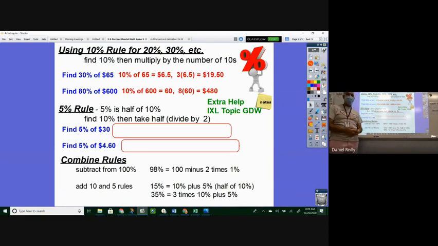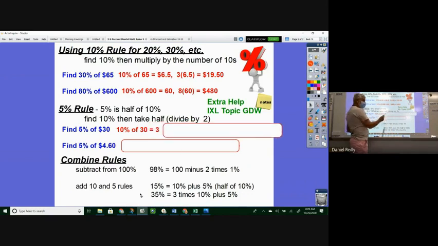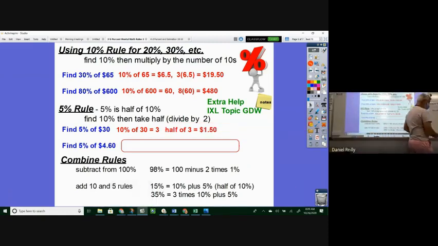So what's 5% of 30? Terry, what's 5% of 30? 10% of 30 is 3. And then what's half of 3? 1.5. So it's $1.50.